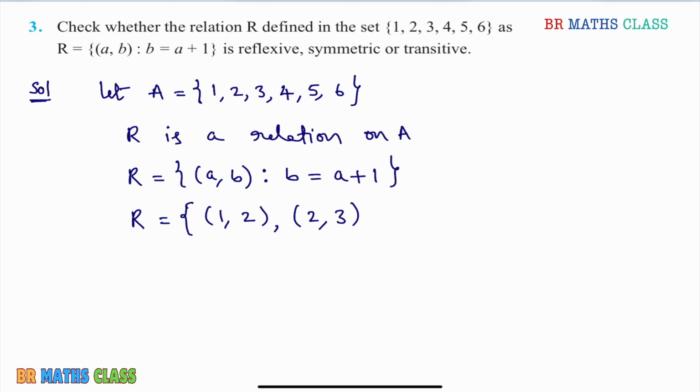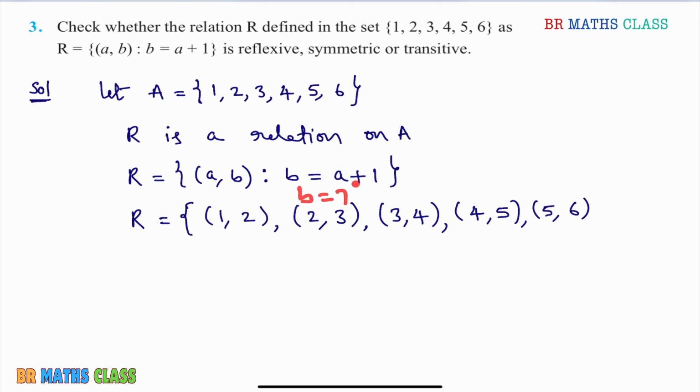Now I'll write the third ordered pair. As a is in set A, and 1 and 2 are already completed, I'll take 3. Put a as 3 here, b is 4. So the ordered pair (3, 4) belongs to the relation. Similarly, when you put a as 4, b is 5. When a is 5, b is 6. We can take a as 6 also. If you take a as 6, 6 plus 1 is 7. You will get b as 7 when you put a as 6.